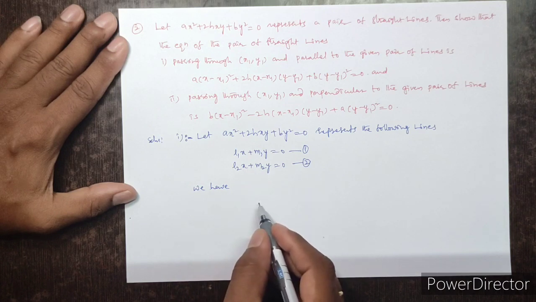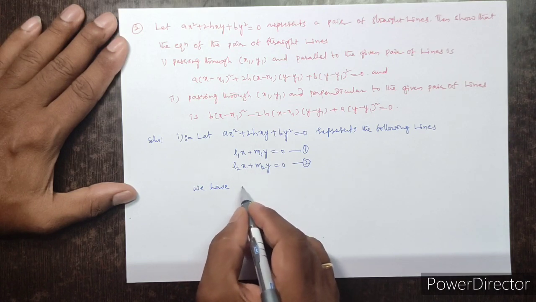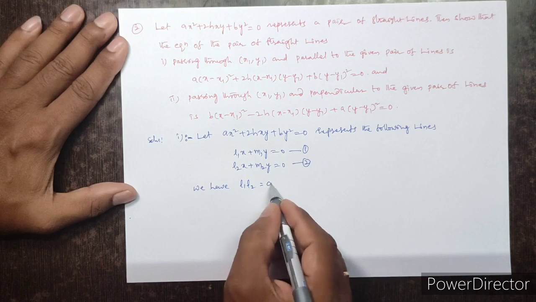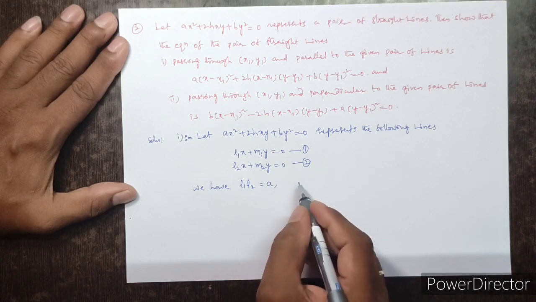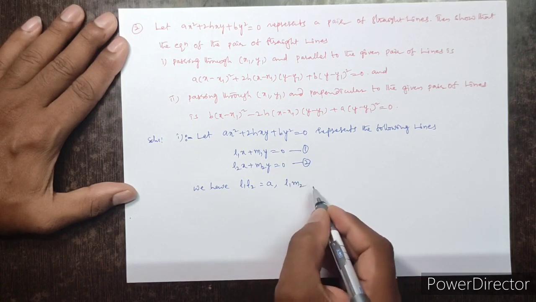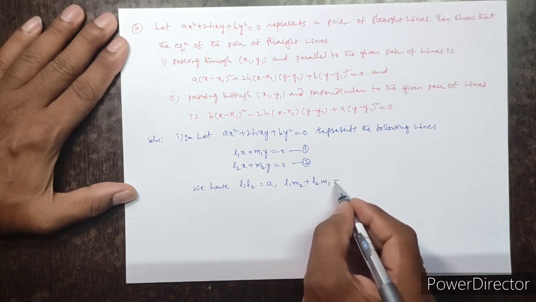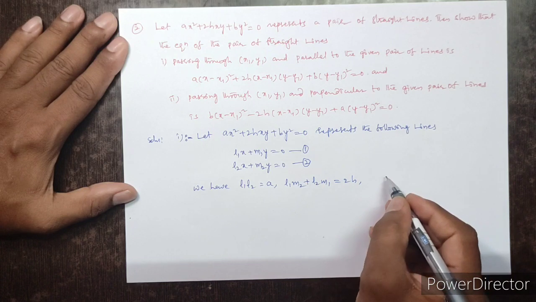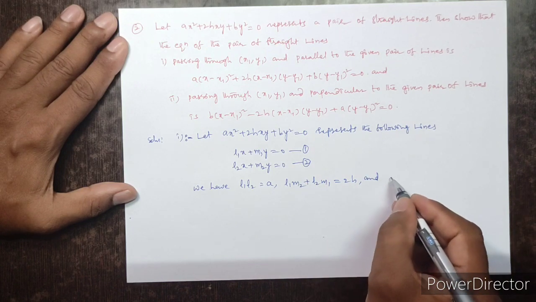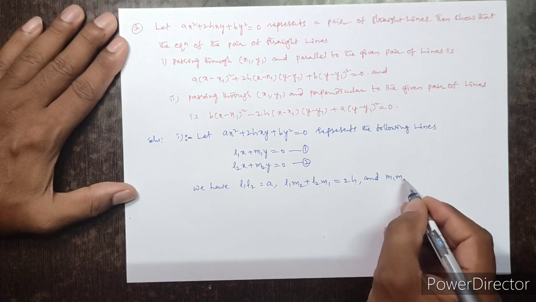We have already the product of these two lines results, that is L1 L2 equal to what? A. Already we have discussed in earlier problems. L1 M2 plus L2 M1 is what? 2h, and M1 M2 is what? B.